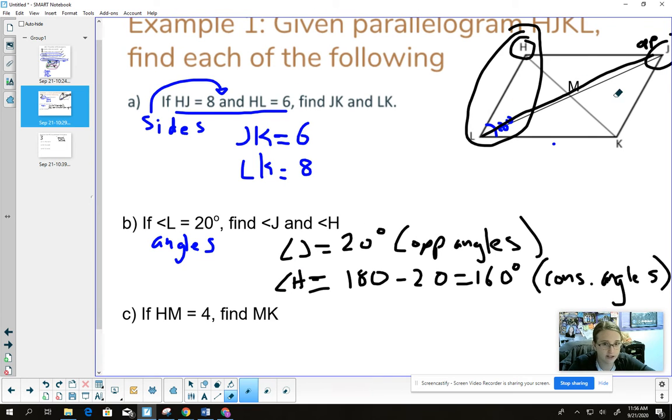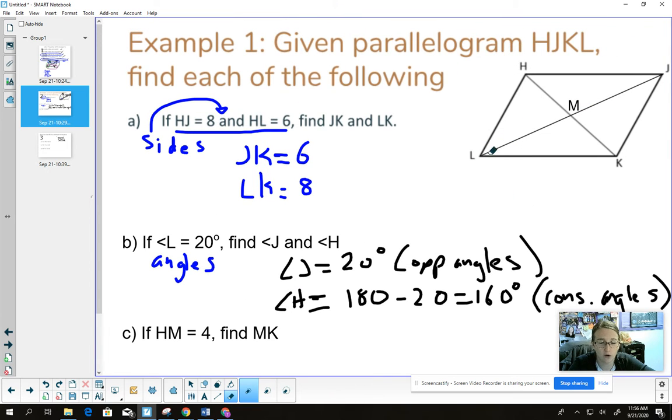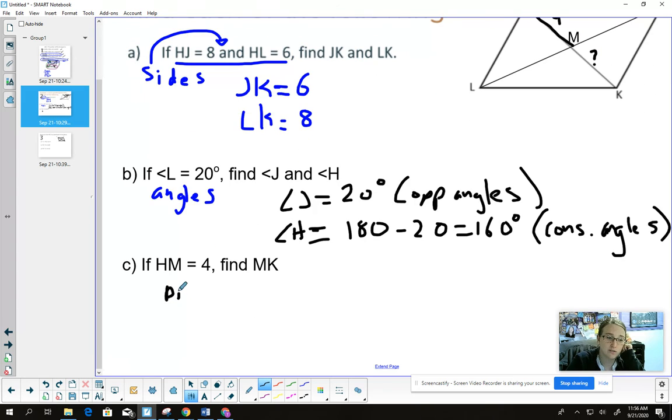Okay, now the last one we have here, and then you guys are just going to try this all the way on your own. Look at what we're given. We have HM equals 4. Here's HM. We are trying to find MK. So now this is a piece of one of our pieces, but what is being labeled here? A side, an angle, or a diagonal? These are diagonals. Now again, it's a piece of a diagonal, but they are diagonals.